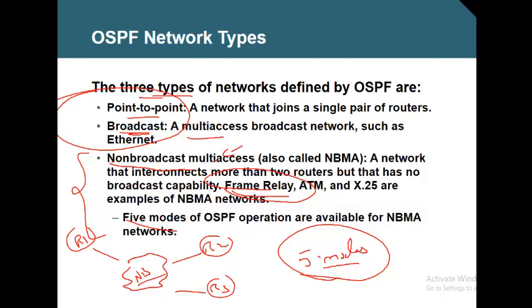The other vendors don't have 5 modes. They got just two modes. Only two modes. According to the RFC, there are only two modes. In Cisco, we got 5 modes.